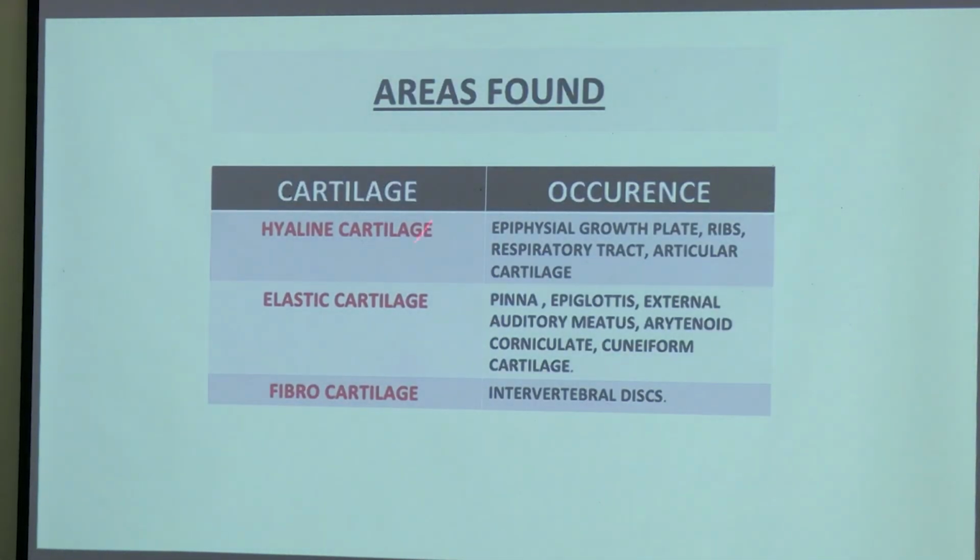Now you can see the areas where different cartilages are present. So hyaline cartilage is present in the epiphyseal plate, ribs, respiratory tract, articular cartilage, etc. These are the examples of hyaline cartilage. Next, elastic cartilage, you can see these are the examples.